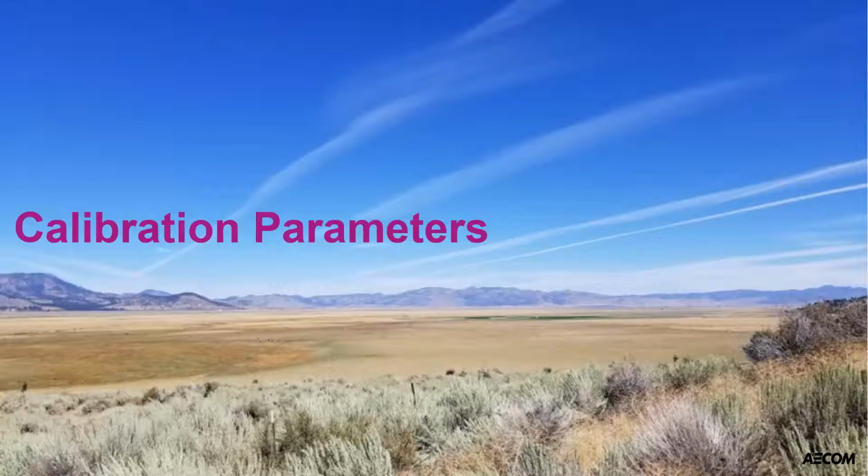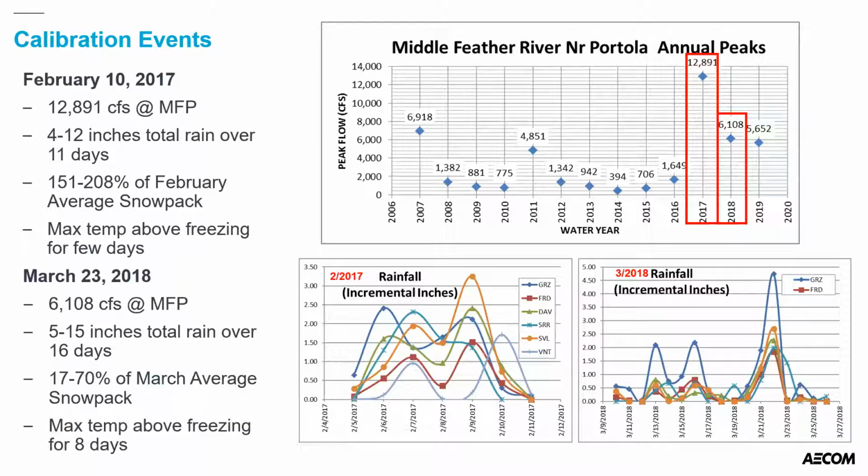So we got our models all set up, but our goal was to really have a calibrated model. We really want to match up with observed flows at the Portola gauge on the Middle Fork Feather River. So all this gauge data, of course, gave us some calibration events, the floods of record. February 10th, 2017: 12,891 CFS at Portola on the Middle Fork Feather River.